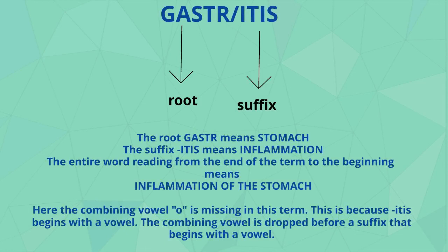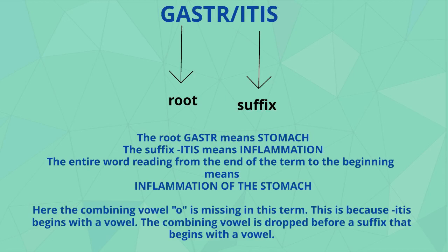So the last example we considered was electrocardiogram. Now the next example is gastritis. So the medical term is gastritis. As usual, we have to use the backslash to separate the root and the suffix. As you see, there is a root and a suffix, gastro, and the suffix is itis. So the root gastro means stomach. The suffix itis means inflammation. The entire word, reading from the end of the term to the beginning, means inflammation of the stomach.